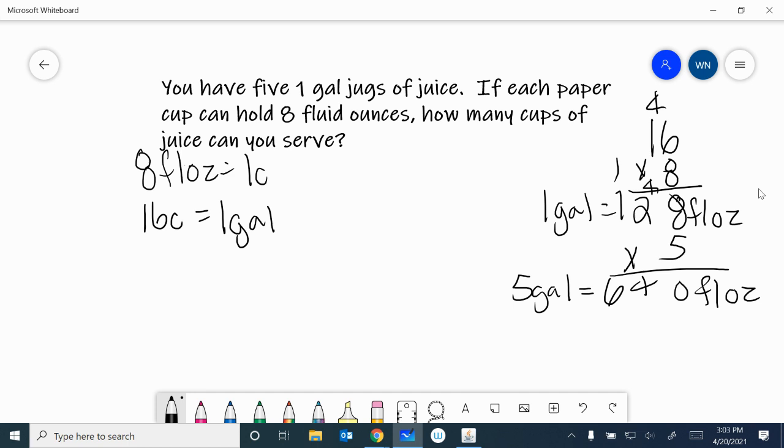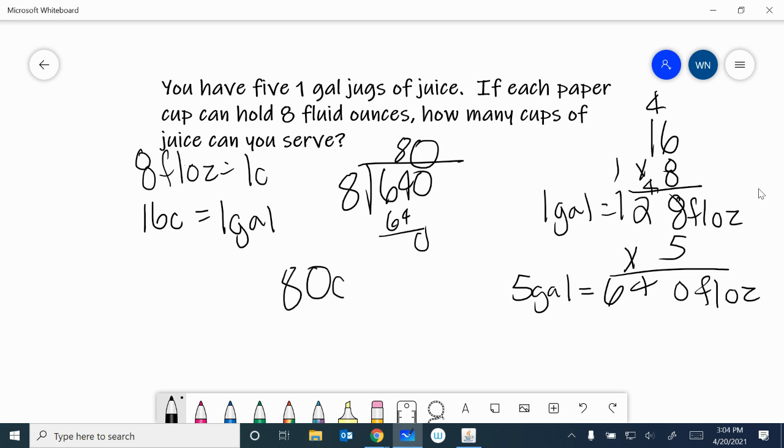So it's asking us how many 8 fluid ounce cups could you serve? So we're going to say 640 total fluid ounces divided by the 8 fluid ounce serving. 8 can go into 64 8 times. 80. You can serve 80 cups of juice. I hope that's what you got as well.